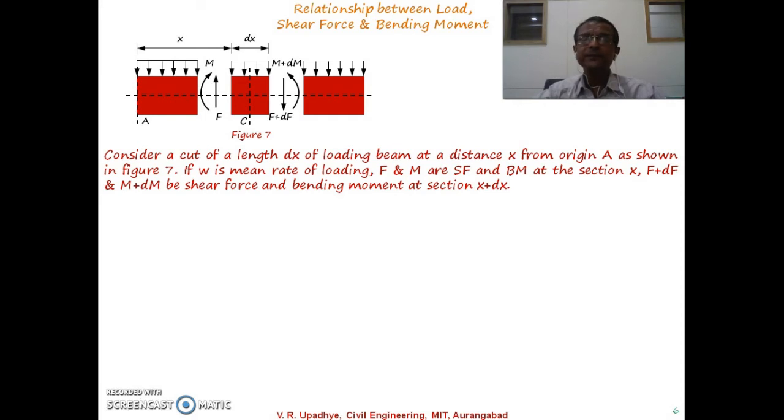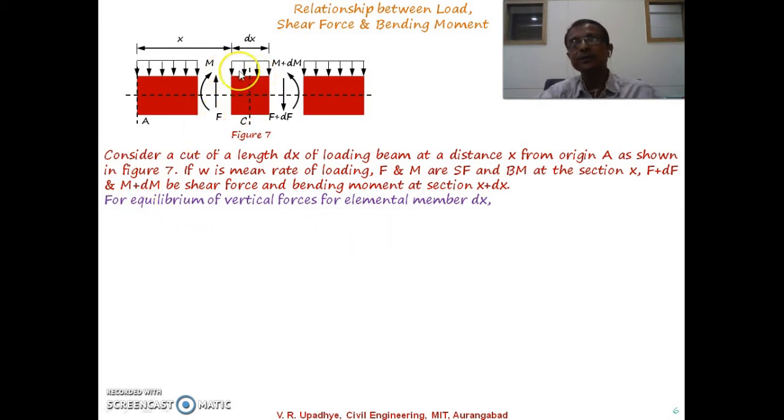If this is the case, then with the diagram drawn, what we can discuss further is the equilibrium of vertical forces for the elemental member of length dx, whatever the cross section of the beam is. So if we go for equilibrium of vertical forces, at the first section it is F. Then in between the two sections we have a UDL, say the mean rate of loading W, acting over dx length, so W into dx is its force, which is downward and considered negative. And similarly, at the other section, the vertical force is F plus dF, and if it is downward, then again it is written as minus.